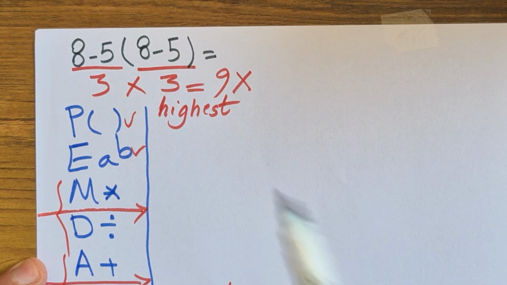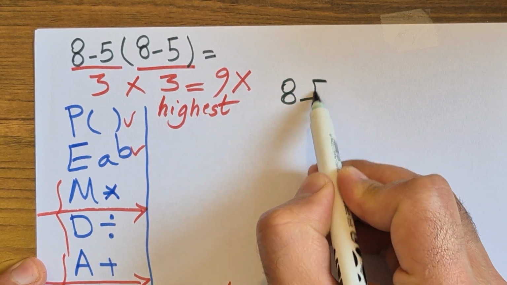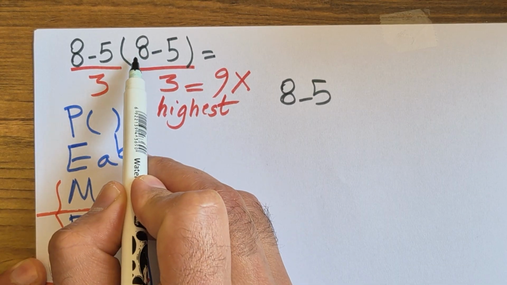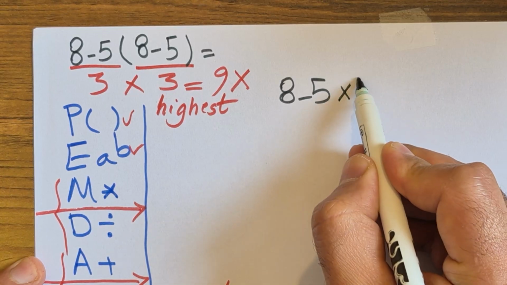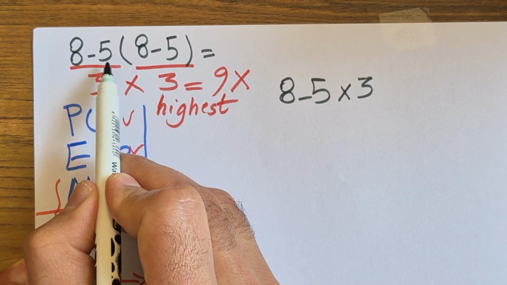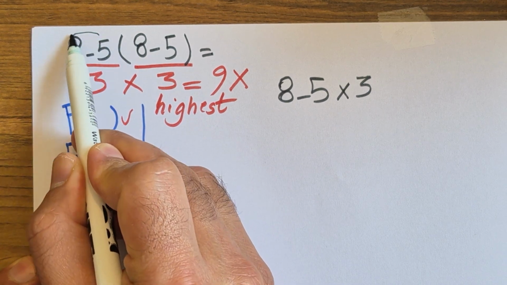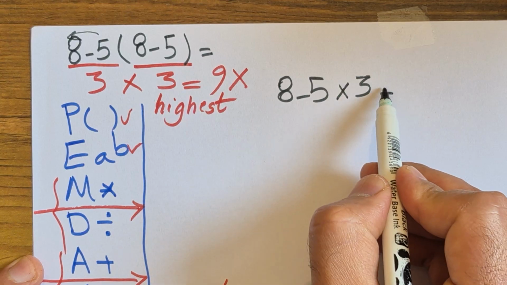Do we have any parentheses? Yes, we do. So let's do what's inside the parentheses. 8 minus 5 times (8 minus 5) gives us 3. So we can remove the parentheses and turn it into multiplication, because this 5 is paired with this parenthesis, not paired with this first 8. That was the optical illusion that you fell for.